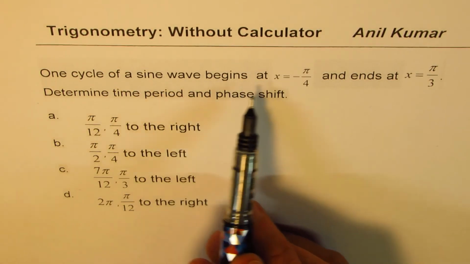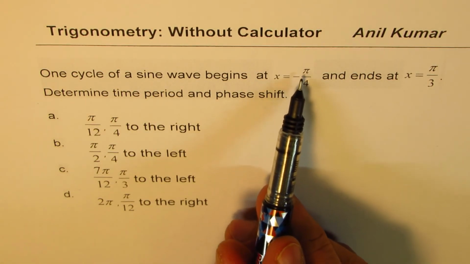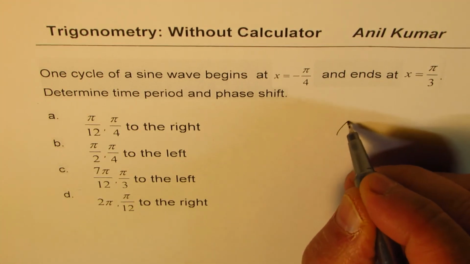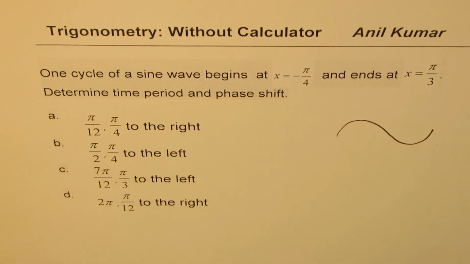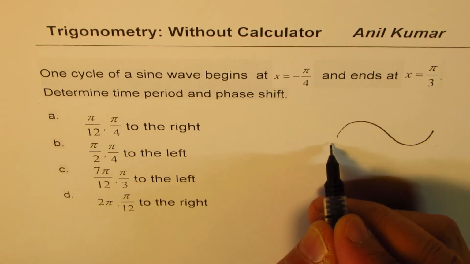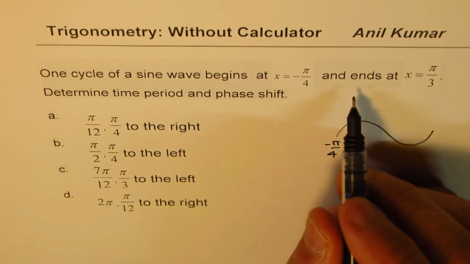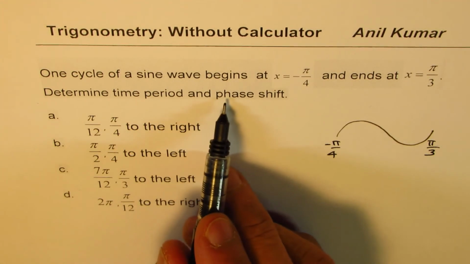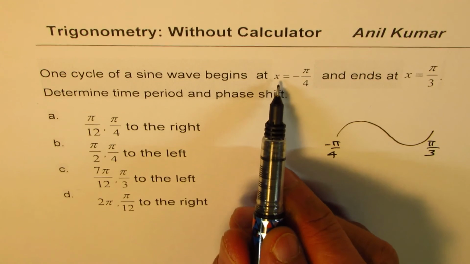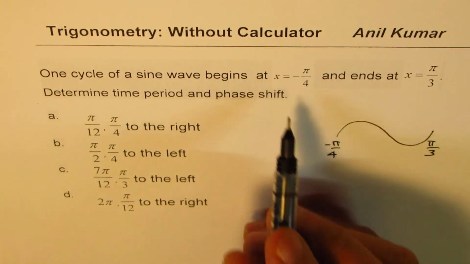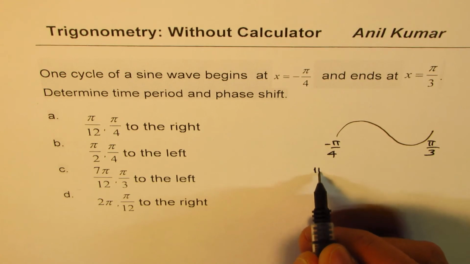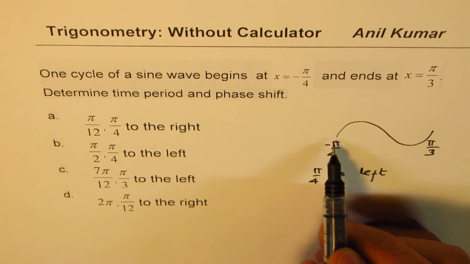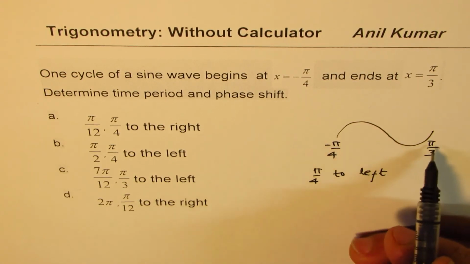One cycle of a sine wave begins at x equals minus pi by 4. Let me make a sine wave here, then we'll talk about it. So the cycle begins at x equals minus pi by 4 and ends at pi by 3. Determine the time period and phase shift. Well, since it begins at minus pi by 4, that means it is pi by 4 to the left. Is it okay? As far as time period is concerned, that is the difference of these two positions.